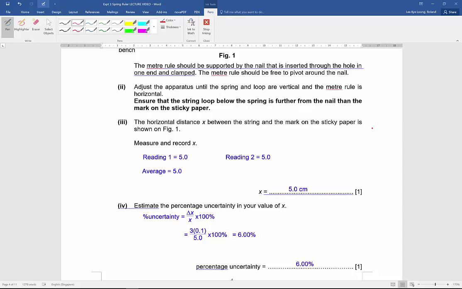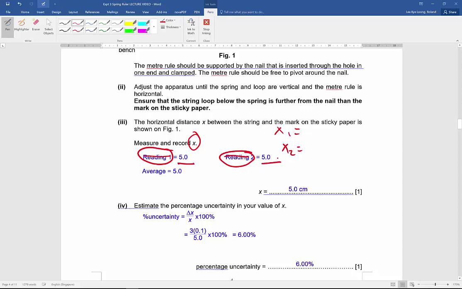Okay, so let's mark this one. Now first of all, measure and record x. The way to write it should be x1 equals, x2 equals. Do not write it in this form, reading 1, reading 2. That is not the way to write. Now let's look at the data.